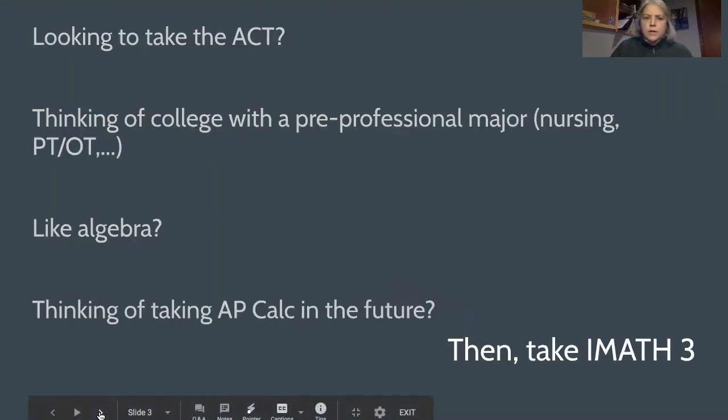Are you looking to take the ACT? Are you thinking, I want to go to college, I want to be a nurse, I want to be a doctor, I want to be a pharmacist? Then take iMath 3. That's the class for you.